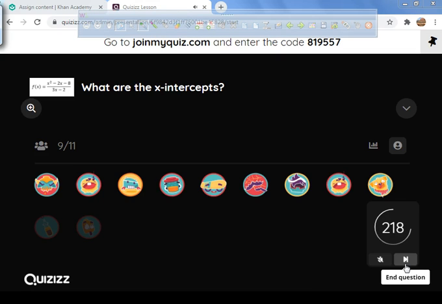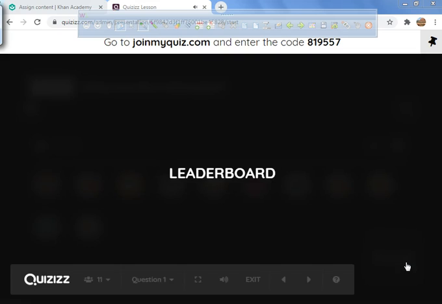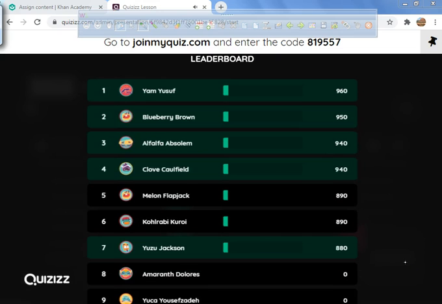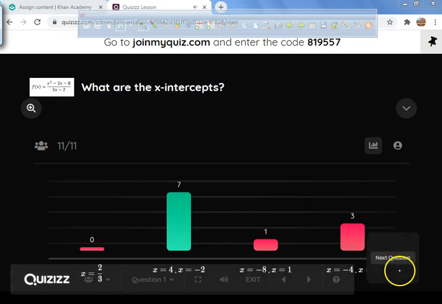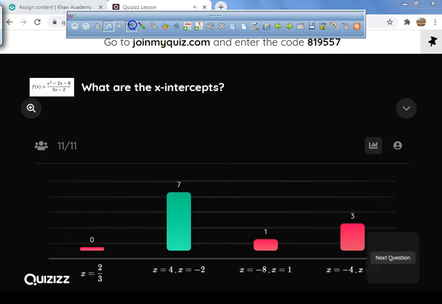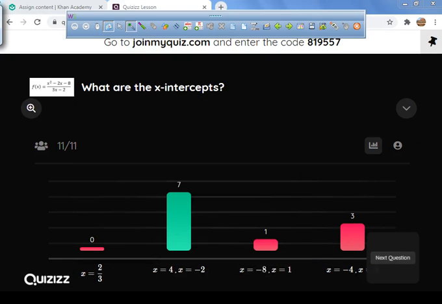All right, let's see what you guys came up with. Here's the leaderboard. Let's take a look at this real quick. It says 4 and negative 2.